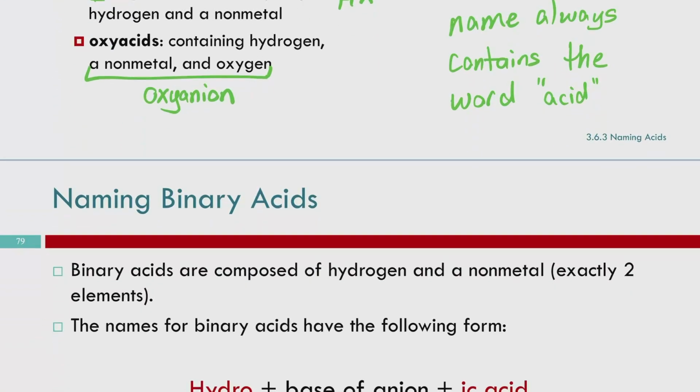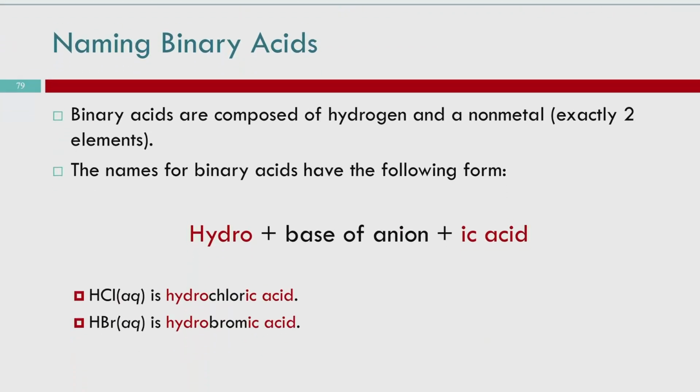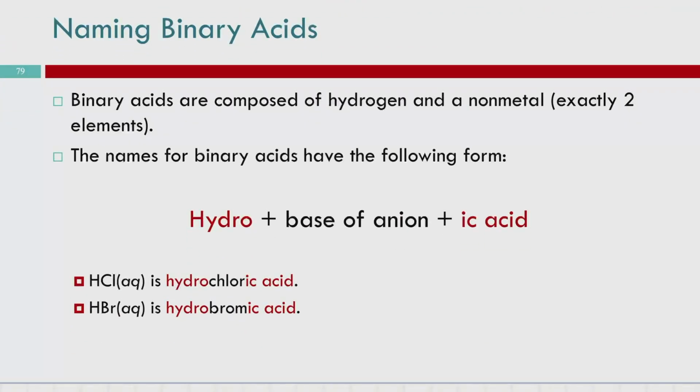So jumping into binary acids first. Our binary acids are composed of hydrogen, hydrogen comes first, and a nonmetal. So we'll have exactly two elements. Again, sometimes we have more than two elements and we still name it with the binary convention. That's just the fun. Our formula is we have hydro in front. All of our binary acids are going to start with hydro. We're going to change the ending to ic and add the word acid at the end.